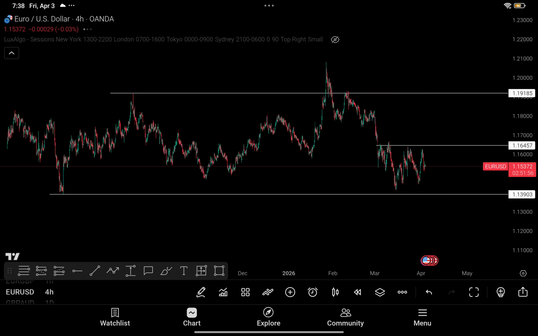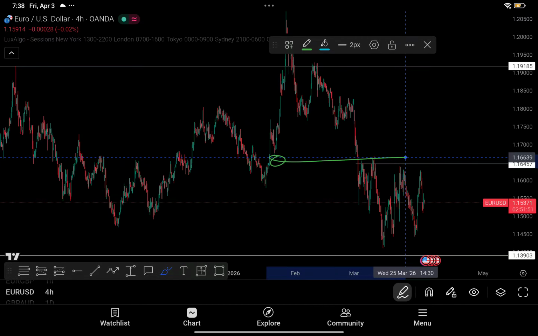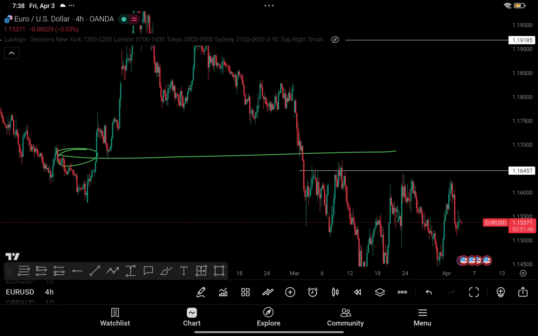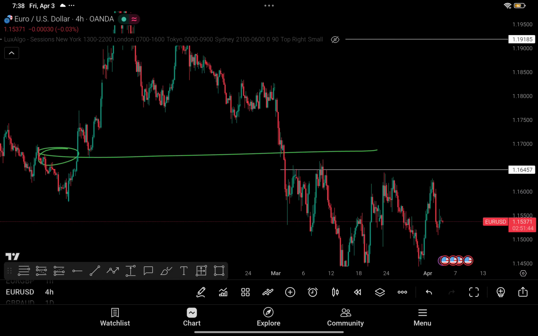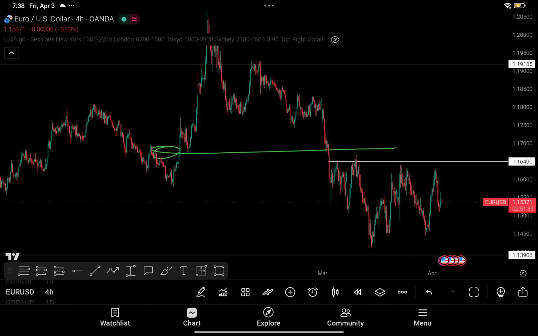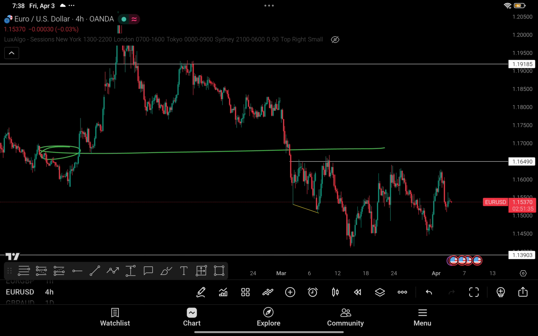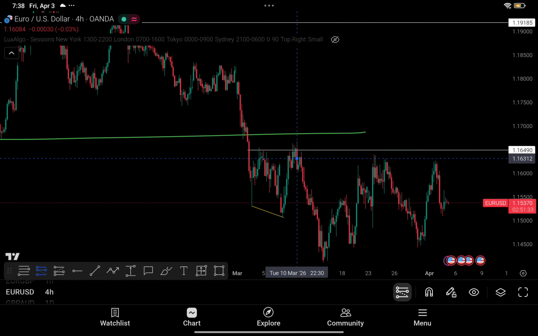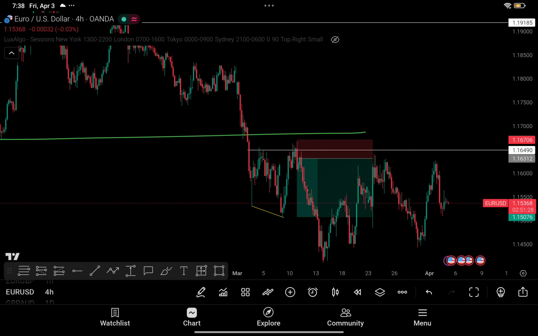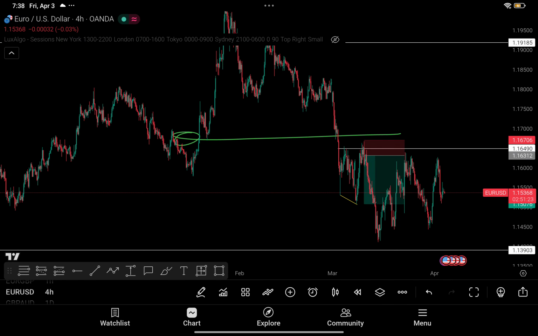Euro USD. This was a lovely play. We broke this point, and it's in the form of a retracement. So right here, for our entry, just look at it. Just look how extremely clear the structure is. Look at the entry, and 3%, bang on. Simple.